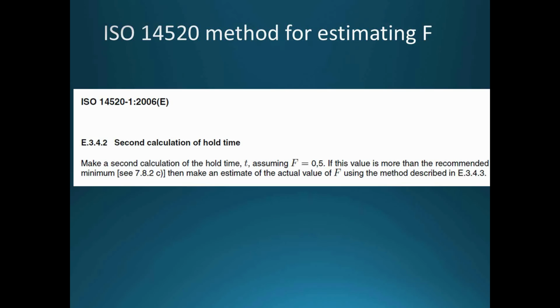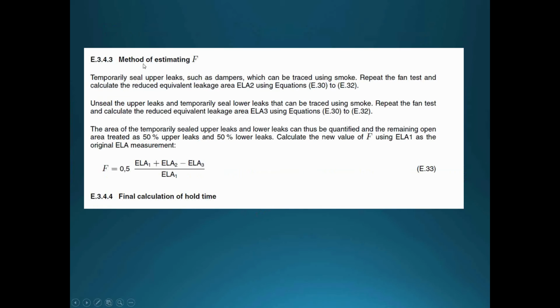If you pass, then you go ahead and do the next step, which is to actually measure the, well, they call it estimating F. I would rather call it measuring F. So it talks about temporary ceiling upper leaks and so on. The lower leakage test that we have essentially measures F for you directly. So for those of you using ISO, the methodology that we described, using either plastic on the ceiling or using the flex duct, works really well to measure the lower leak.